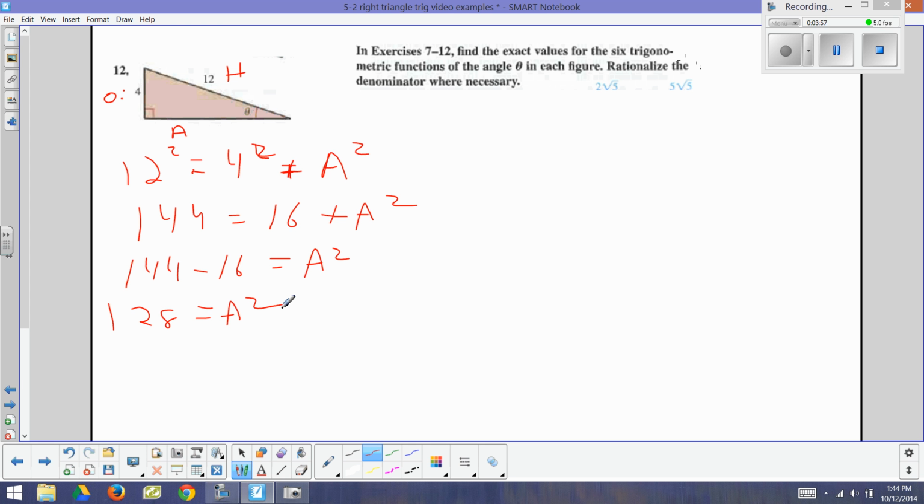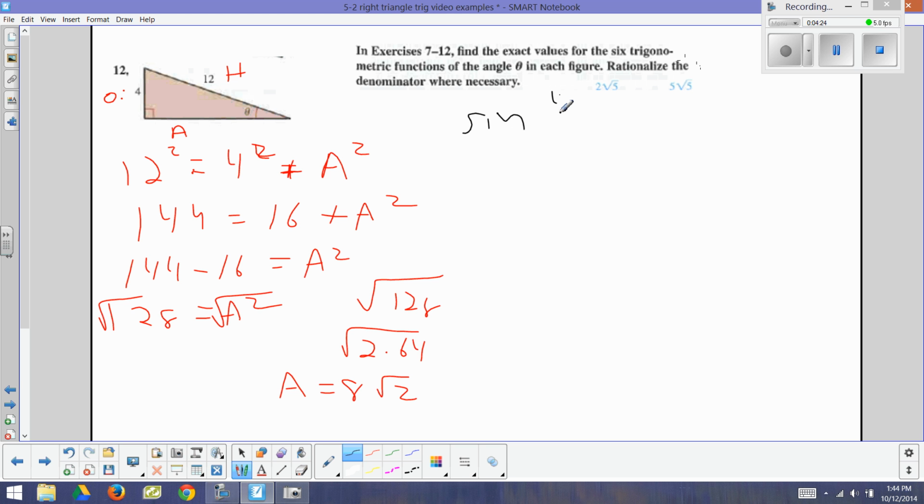And I know that when I take the square root of 128, it is 2 times 64. Square root of 64 is 8. So this is 8 radical 2. So that's what my adjacent side is equal to. So now, all I have to do is plug in what I know.